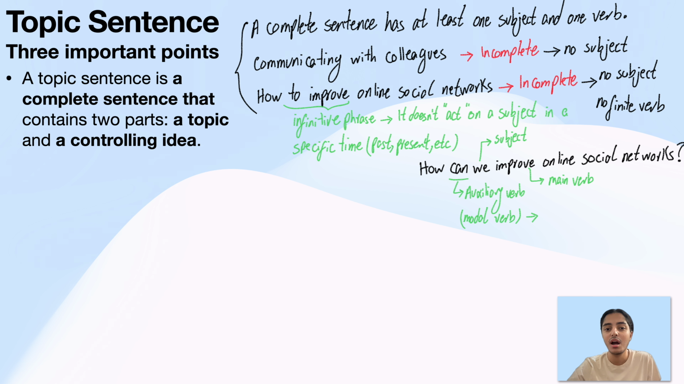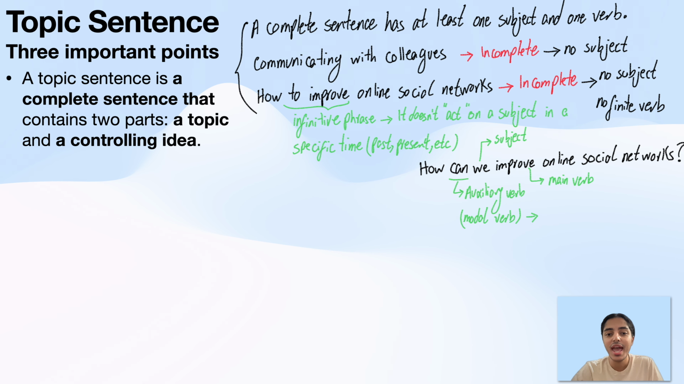Communicating with colleagues, well, it's incomplete. Why is it incomplete? Because it has no subject. Communicating with colleagues, where's the subject? Look at the other one. It is a bit more tricky. It is still incomplete. How to improve our online social networks. We have no subject, and also we have no finite verb. We have an infinitive here, to improve. The infinitive phrase doesn't act on a subject, and also it doesn't have a specific time. It's not past, it's not present, etc.